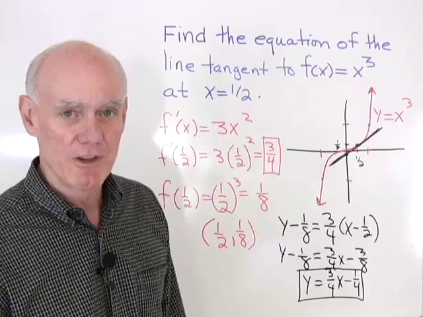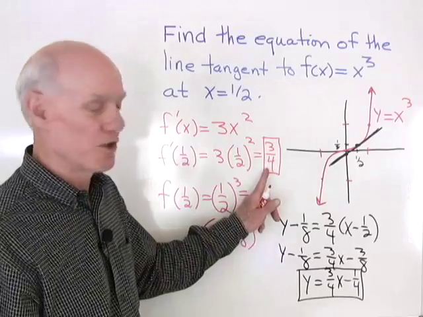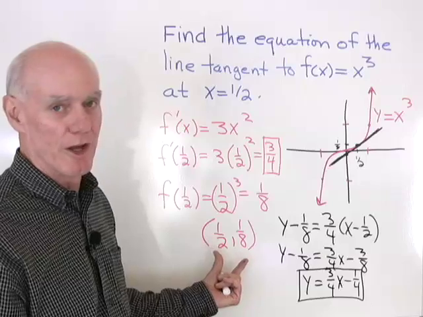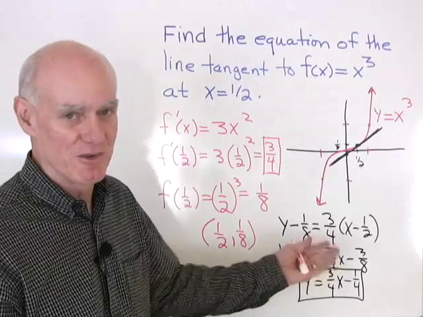So to find the equation of the line tangent, what do you need? Well, you need the slope of that line, and you need one point on that line. Once you have those things, the rest is pretty easy.